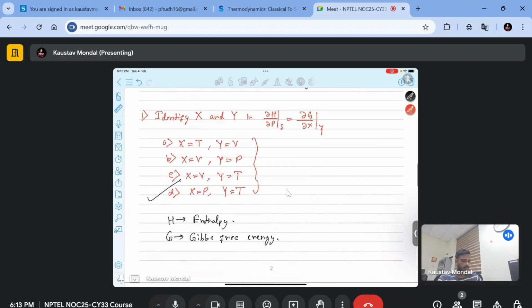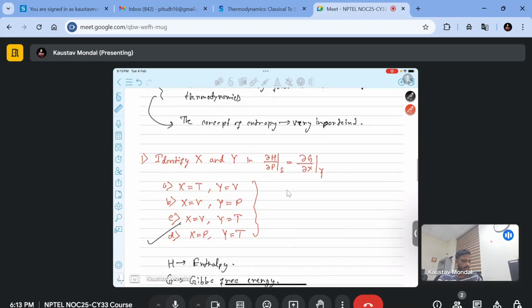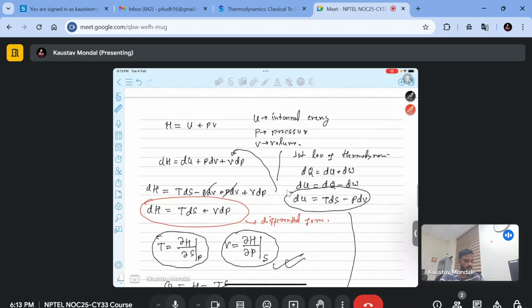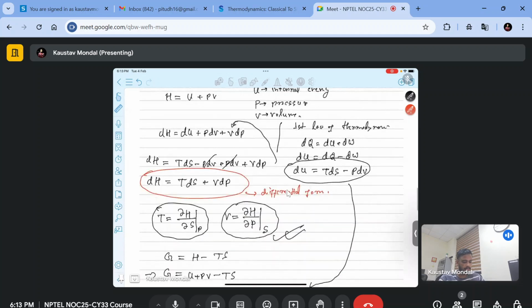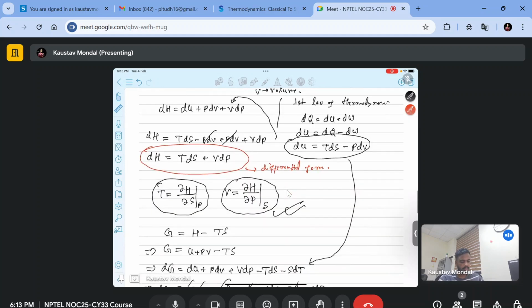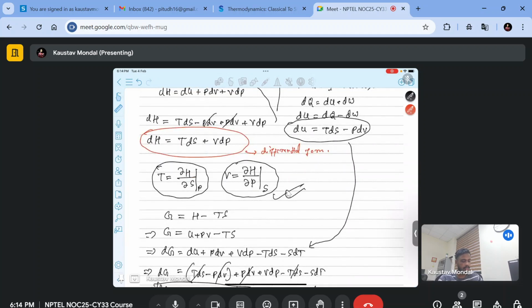So this is the problem. Let me just briefly explain it once again. In the problem, to calculate del H del P at constant S equal to del G del X at constant Y, what will be the expression of X and Y? In order to do that, first we have taken the expression of enthalpy H, that is equal to U plus PV, and we then calculate the differential form. That is dH equal to TdS plus VdP. From there we have calculated T equal to del H del S at constant P, and V equal to del H del P at constant S.